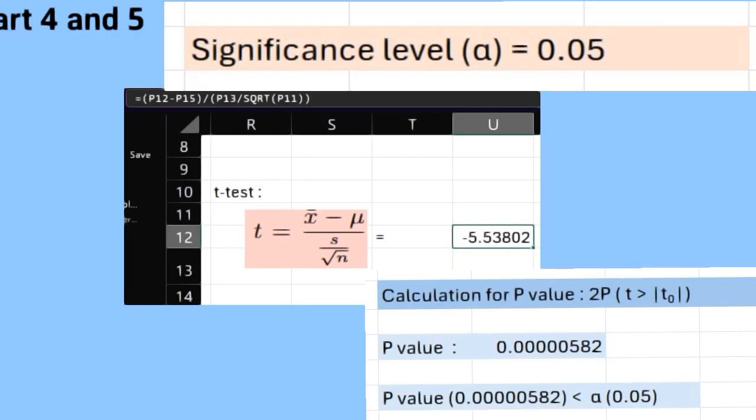Since the population standard deviation is not given, I used a t-test and got negative 5.53082 and used the formula to calculate the value of p and got 0.0000582, which measures how strong my evidence is against the null hypothesis. Since my p-value is less than the significance value, it shows my result is statistically significant.